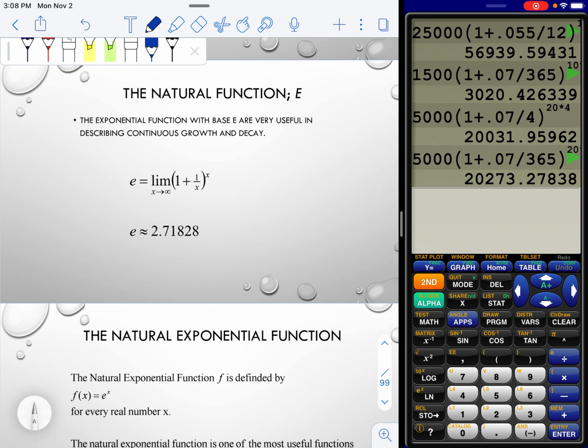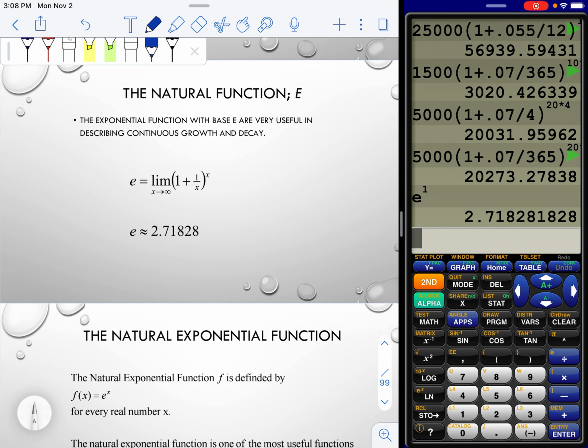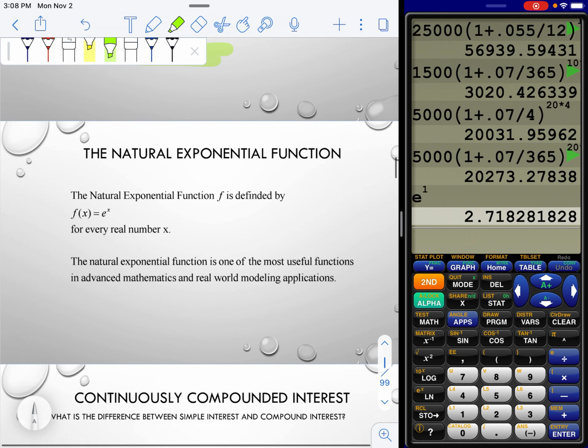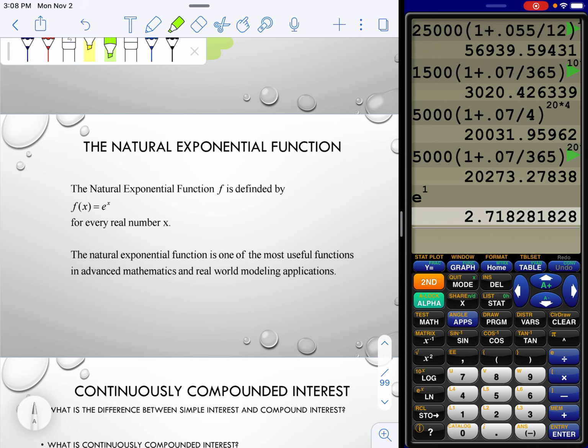So this is how e is actually calculated, which is kind of above our level right now, but we're going to use it. e is approximately 2.7 blah blah blah, and again e is right here. You have to hit second and then ln, e to the x. So if we do e to the first, that's where that number comes from. This number here is that number there. All right, so the natural exponential function f is defined by f of x equals e to the x, for every x.